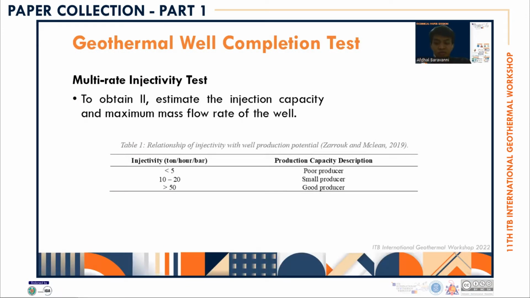A previous study by Zarrouk and McLean provides a qualitative relationship between measured well injectivity and production potential in two-phase wells. However, high injectivity does not always indicate good productivity. The well must also have a sufficiently high feed zone temperature.